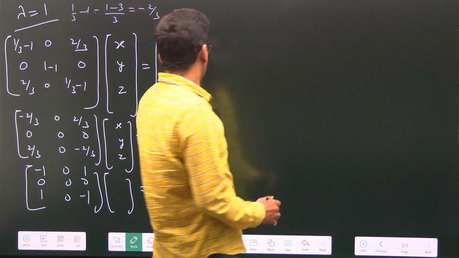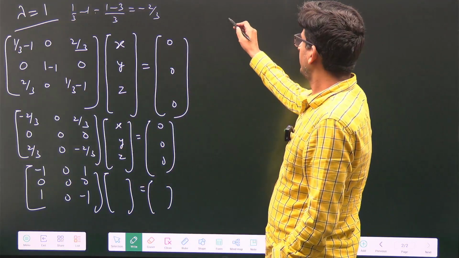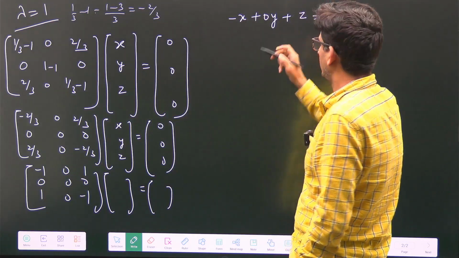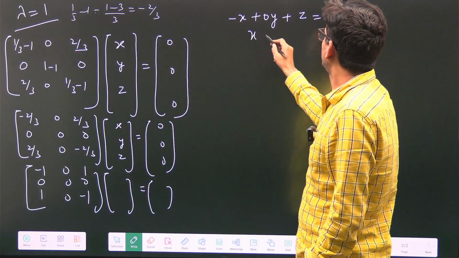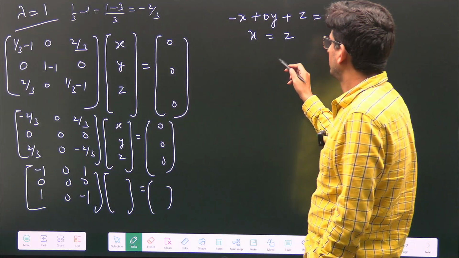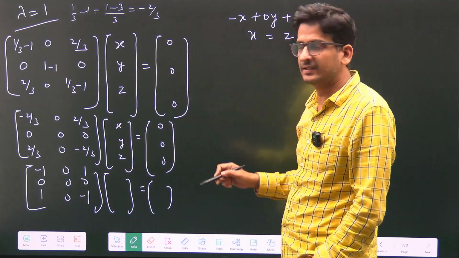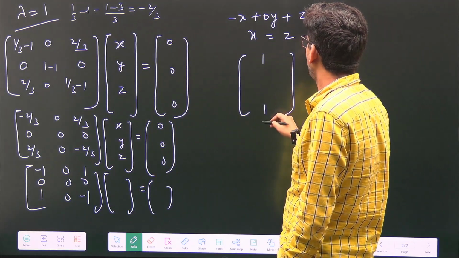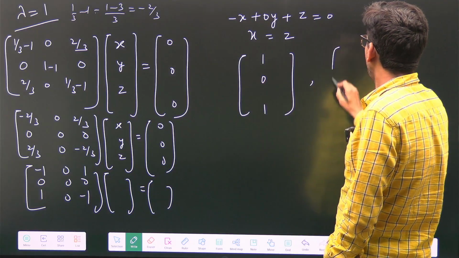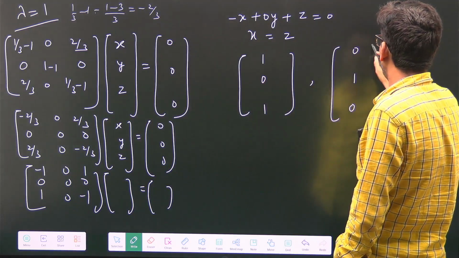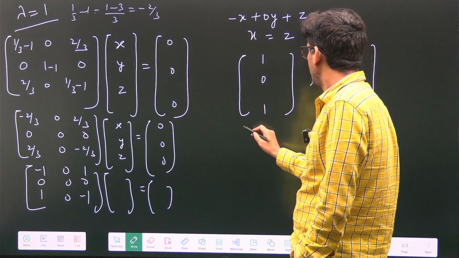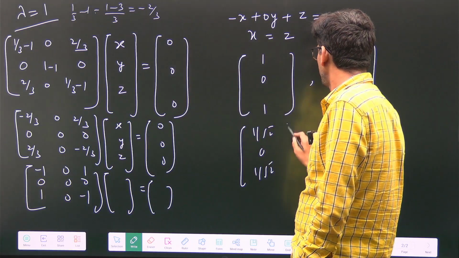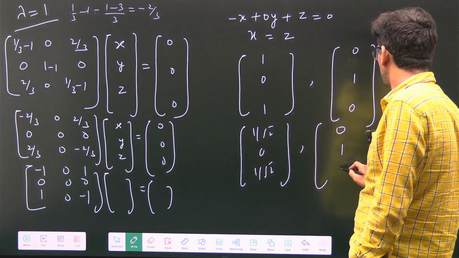Okay. Now you write the equation, it will become minus x plus 0y plus z is equal to 0. Only one equation we are getting, and that too suggests x is equal to z. So I have to write two times because of the degeneracy. I have to write two different eigenvectors. So for the first one I choose 1, 1 here and 0 here. And for the second one I write 0, 0 here and 1 here. Okay. So again, if I normalize this, it will become 1 by root 2, 0, 1 by root 2. And this one will be simple: 0, 1 and 0.